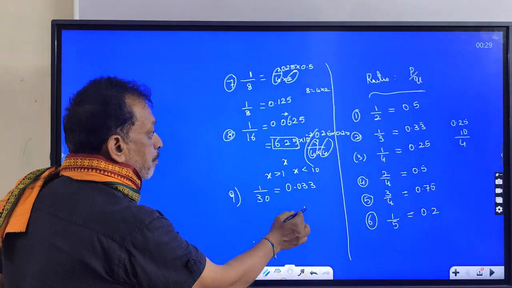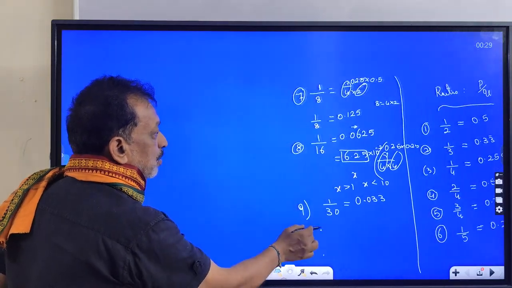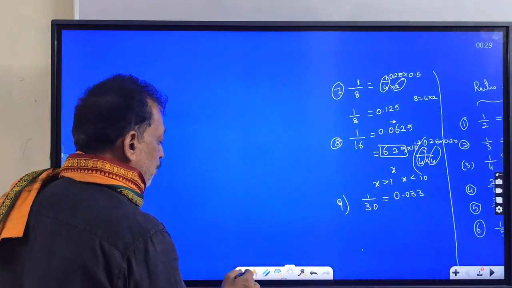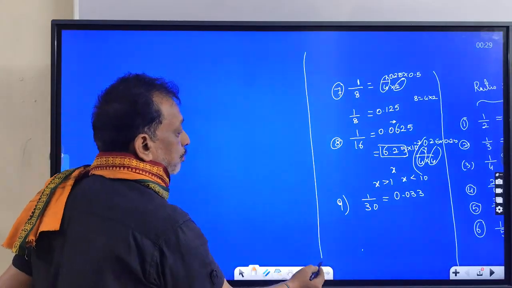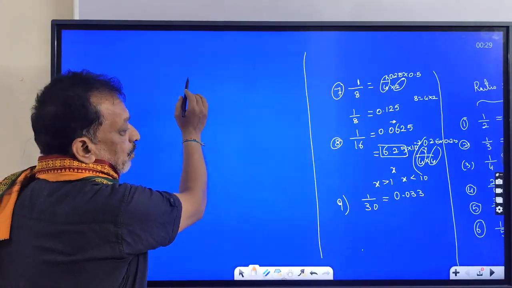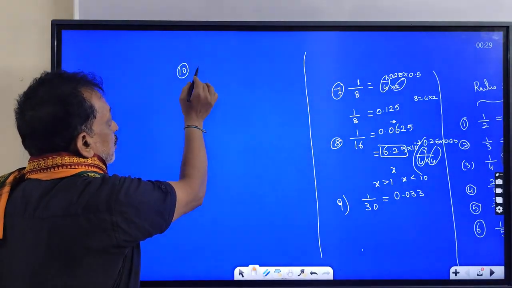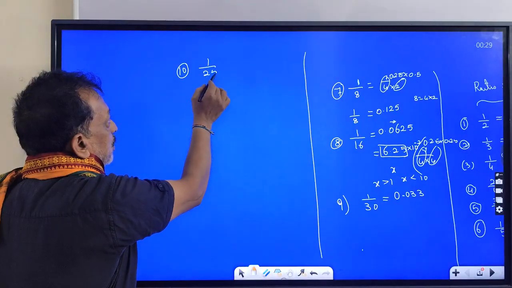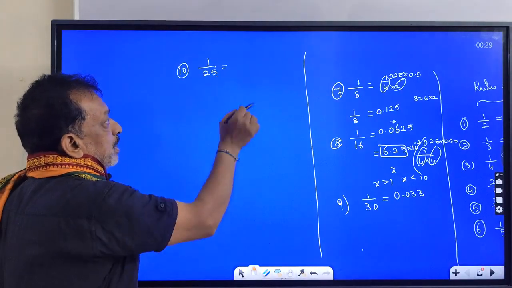Now if 1 by 25 is there, you can take the next 1 by 25. Suppose 1 by 25. So 1 by 25 is equal to, then how to do?